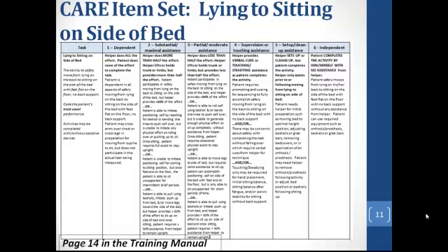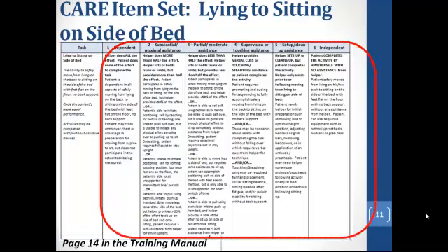This is an example of the rating chart in your training manual for lying to sitting on the side of the bed. The tables are all oriented the same. In the first column on the left-hand side will always be the description of the task. In other words, how is it defined and what subtasks are included. The next 6 columns correlate to each of the rating levels.